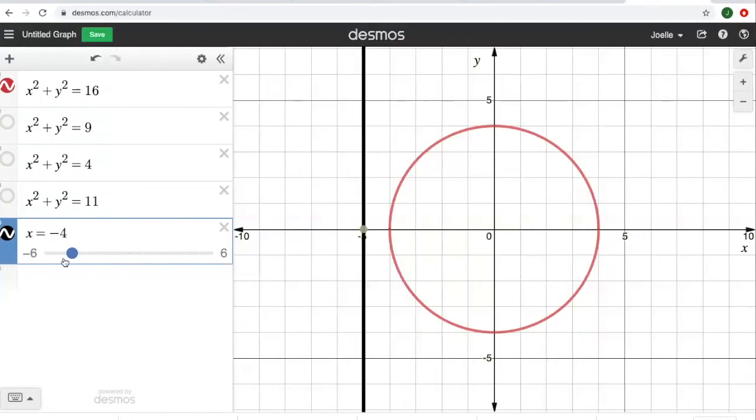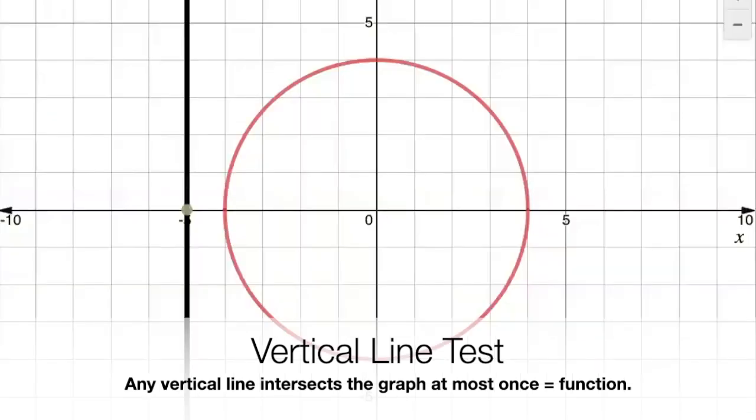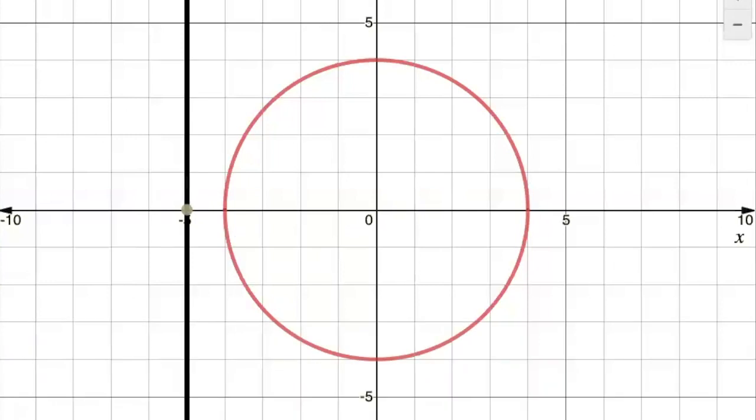When you're viewing a graph and trying to determine if it represents a function or not, there is a shortcut that you usually learn called the vertical line test. To apply the vertical line test to this circle, for instance, you imagine taking a vertical line, placing it across the graph in various locations, and if you can find even one place where it intersects the graph in more than one point, this would not be a function.